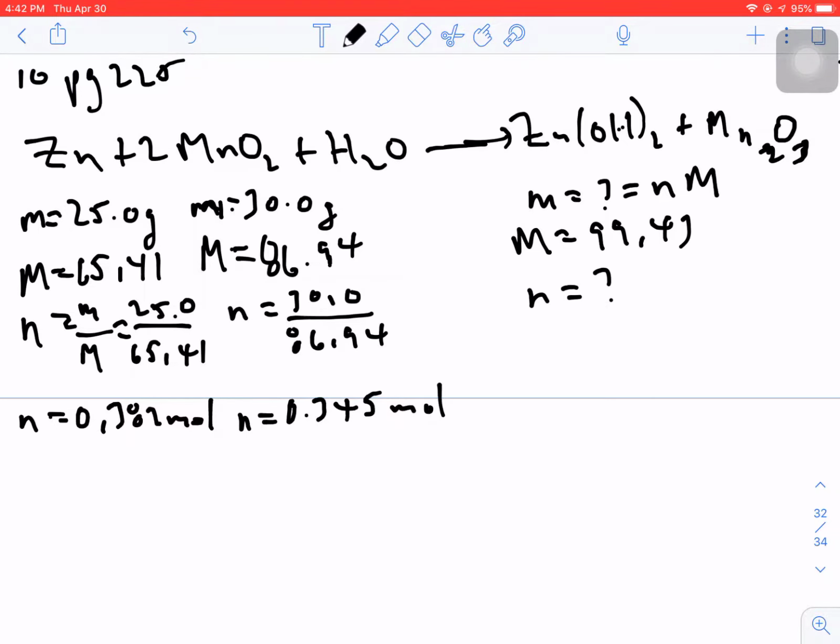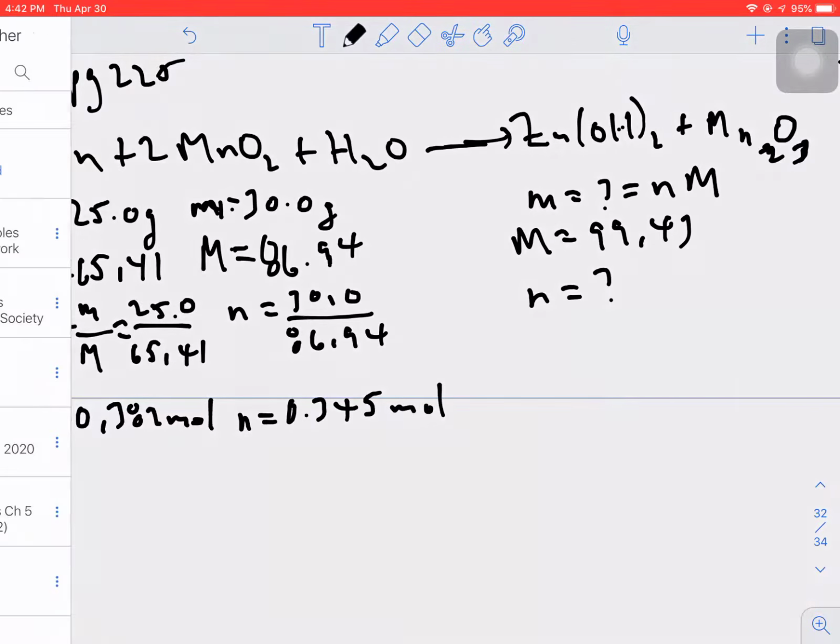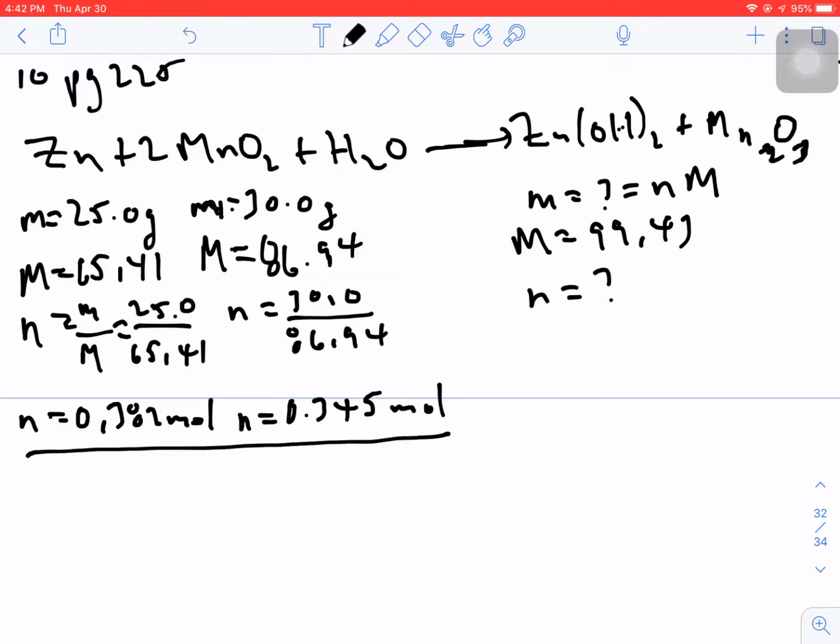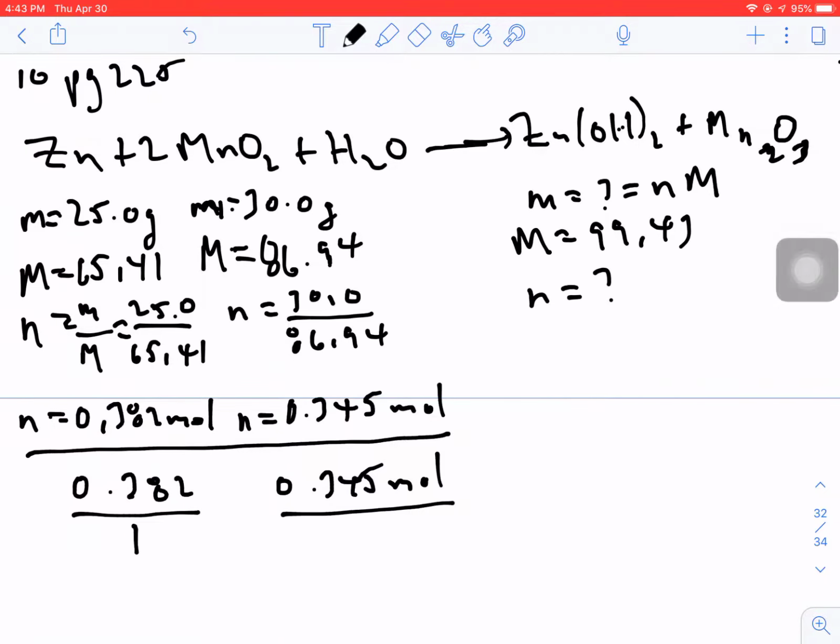Okay, once I've calculated my number of moles, I need to draw that line, because I'm now just going to take away from the question. I want to look at which one's going to run out. So to figure that out, I'm going to take my number of moles and divide it by the number from the balanced chemical reaction. I had a 1 here for zinc, so I'm going to put 1 down here. On the manganese dioxide side, I've got 0.345 moles, and I need to divide it by the number from the balanced equation, which is 2.